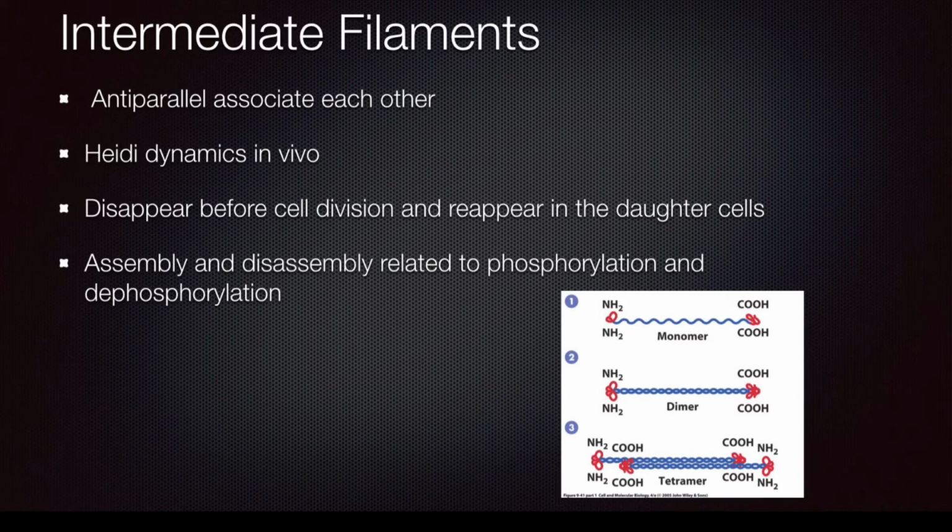Intermediate filaments. They associate with each other in an antiparallel manner. Their dynamics in vivo: they disappear before cell division and reappear in the daughter cells. Assembly and disassembly are related to phosphorylation and dephosphorylation.